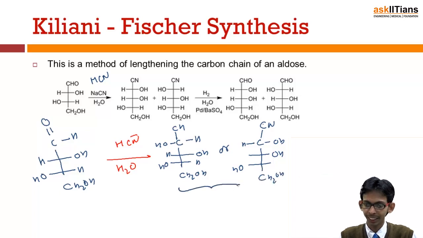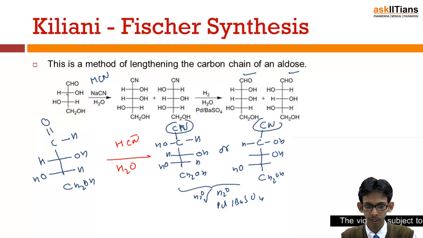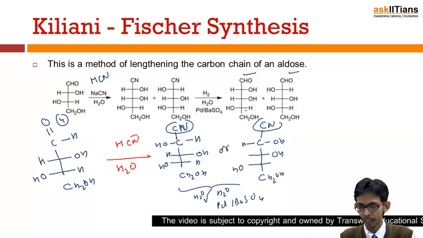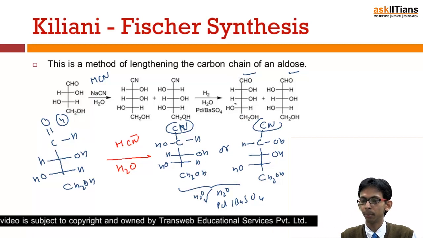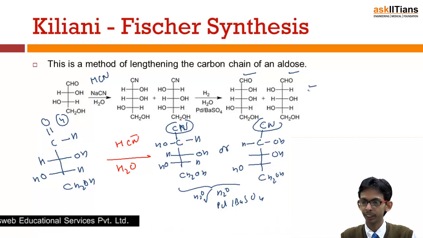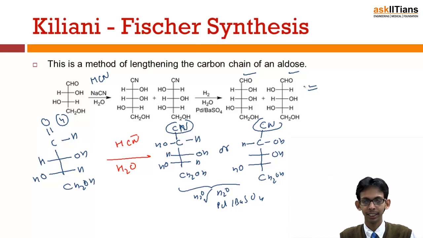And when these two are further reacted with hydrogen gas in the presence of palladium and BaSO4, with water, which is actually acidic, this CN group gets converted into aldehyde, so we get this compound. So overall, we started from 1, 2, 3, 4 carbon atoms, and we have now 1, 2, 3, 4, 5 carbon atoms. So this is Kiliani-Fischer synthesis, which is used for increasing the chain, and we have just studied what we get when we increase the carbon chain of any compound.